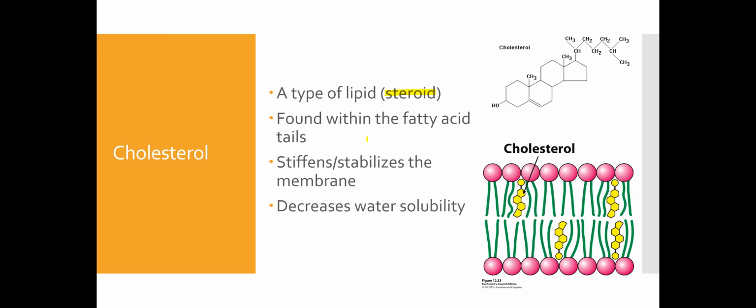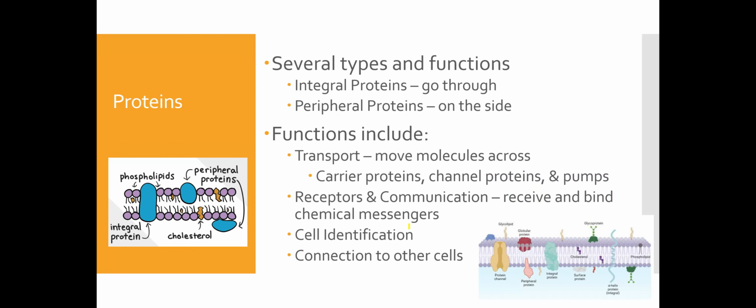And so they're going to be within those tails, and what they do is they kind of stiffen or stabilize. They're going to give that membrane some extra structure, keep it from being too fluid, because we do need it to have some stable structure to it. It also decreases the water solubility, so that way that plasma membrane is less likely to dissolve in solutions.